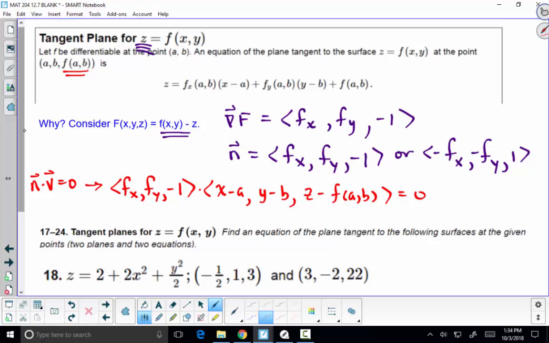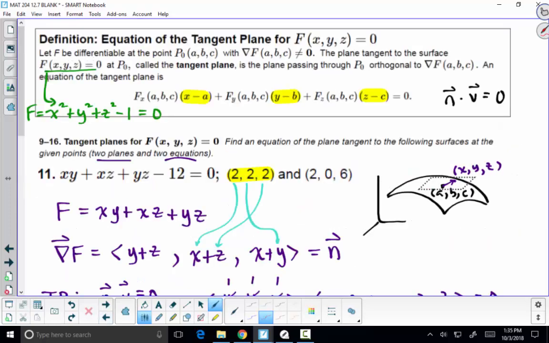So then we dot this all out and solve for z, and we get this. Negative 1 dotted with this gives a negative z plus f of a, b, and then we add z to this side. And so now we've written the tangent plane. The big difference is here the function is given explicitly. That means you can give the tangent plane explicitly, which means you can solve for z. With some of our other ones, you may not.